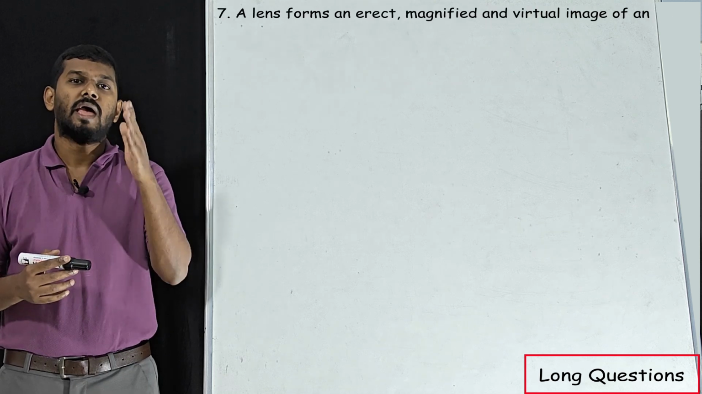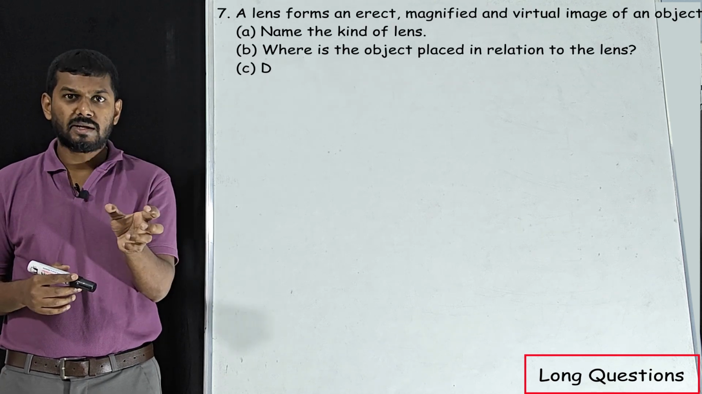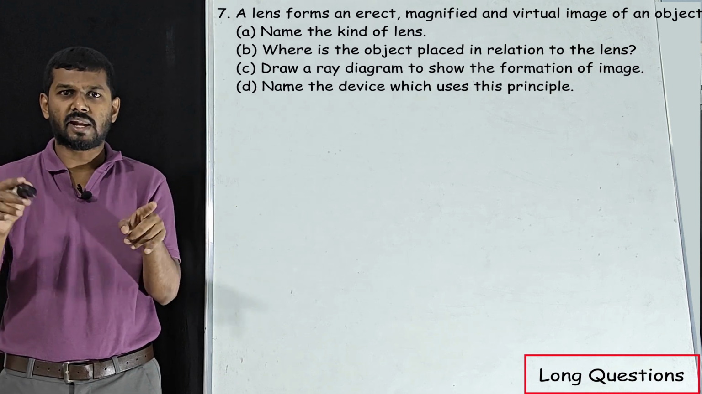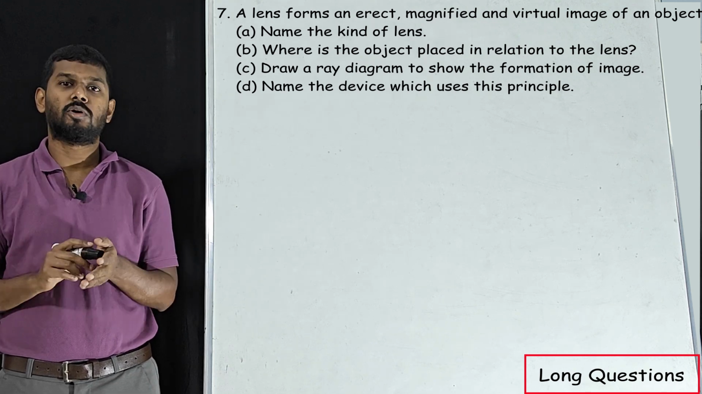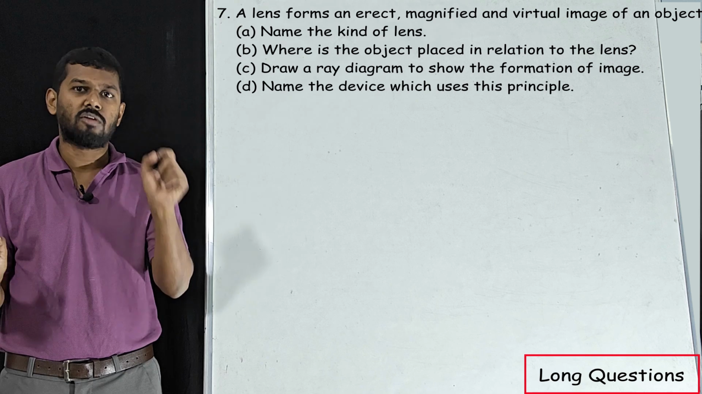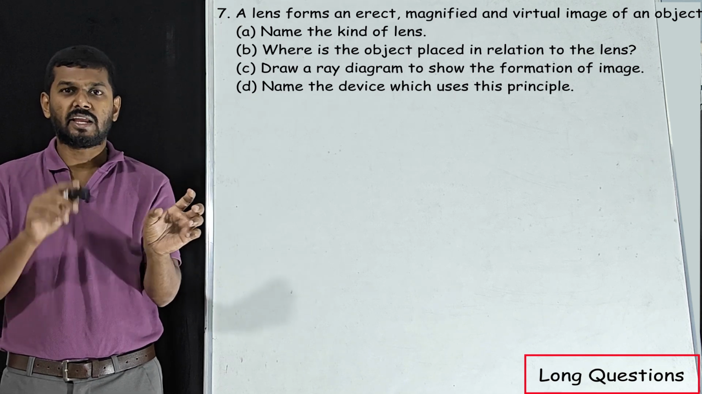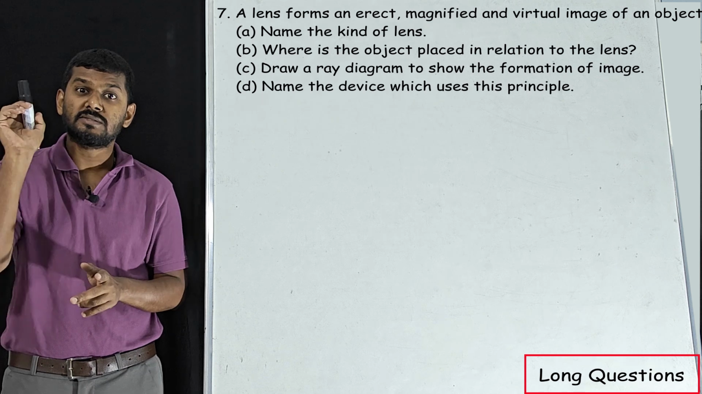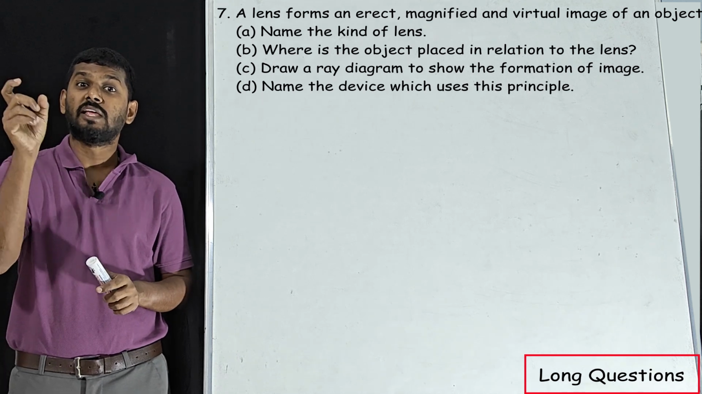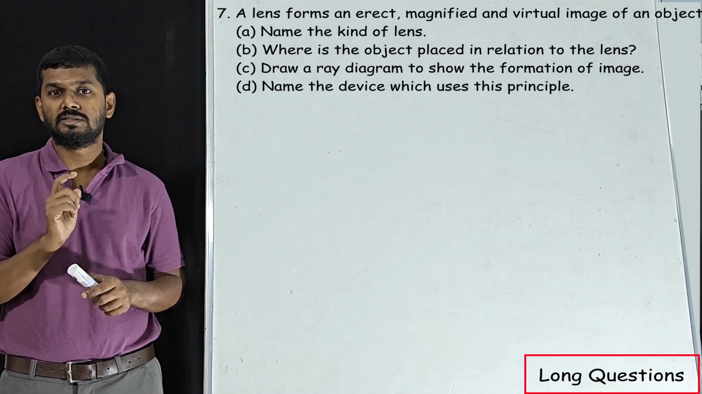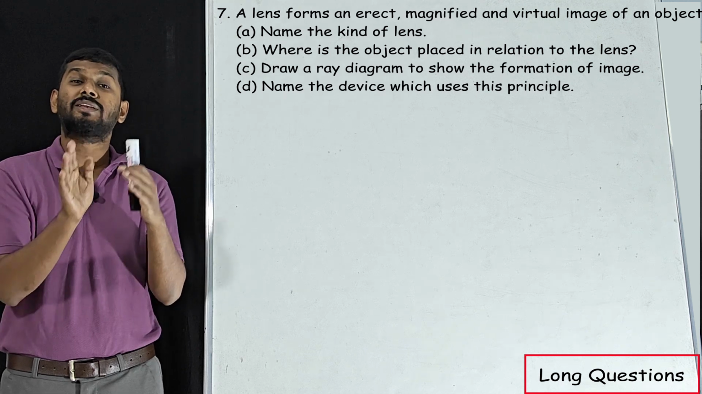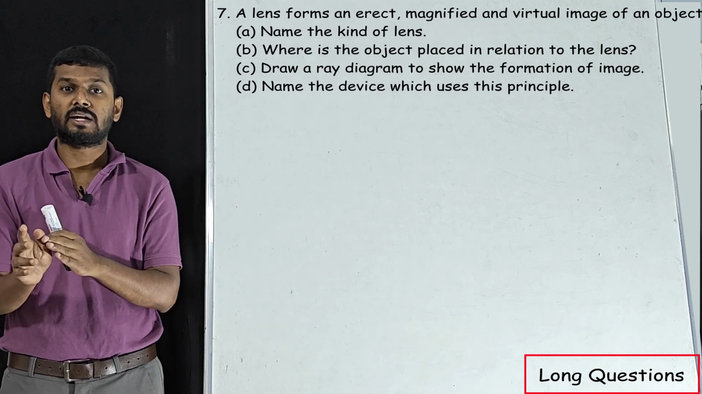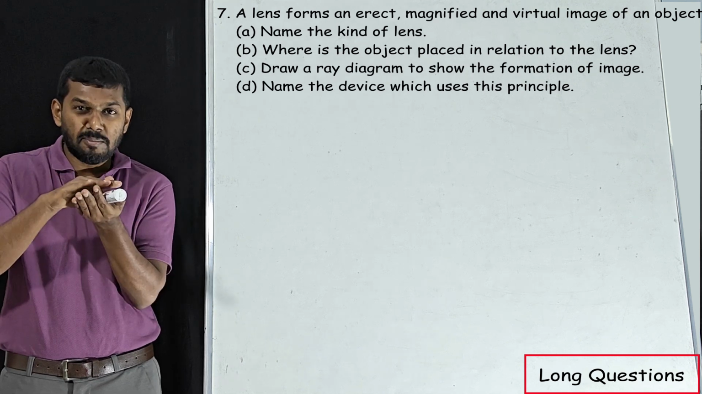Our next question, a lens forms an erect, magnified and virtual image. Here, out of these three characteristics, which is very much important? If it is virtual, it is always erect, correct? If it is erect, it is always virtual. Which is the middle characteristic? That is magnified. Whether the image is magnified or diminished. See, when it comes to concave lens, always it is virtual and erect, but all the images are diminished.